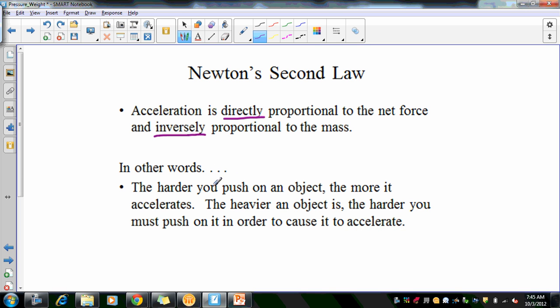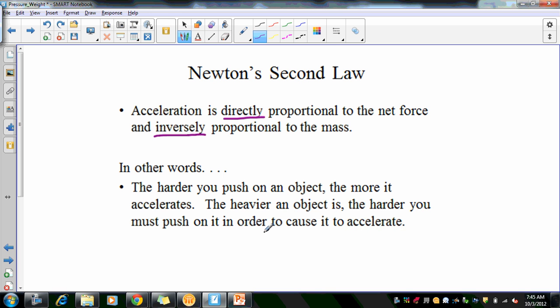Another way of saying this: the harder you push on an object, the more it accelerates. That makes sense. You push the accelerator on your car more and your car speeds up faster. But on the other side, the heavier an object is, the harder you must push on it in order to cause it to accelerate. It is much easier to push a box full of stuff than it is to push a car, and it's because the mass is greatly different. The box has a much smaller mass than the car does, and so the smaller mass has a greater acceleration.